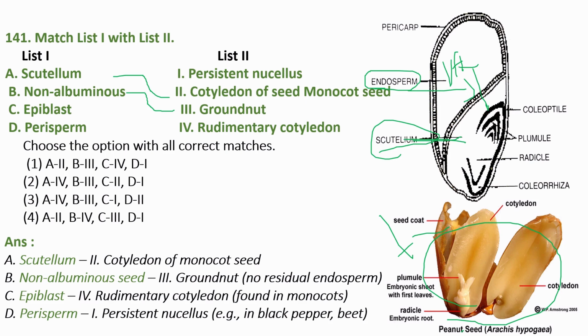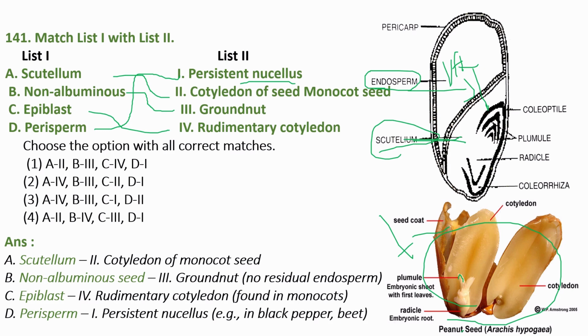Okay, if we move on to the epiblast, it is a rudimentary cotyledon. Normally the edge of the cotyledon, here you can see, in the monocotyledons they are present. They are known as epiblast. The edges of the cotyledon are nothing but epiblast. Perisperm is nothing but a persistent nucellus, which is present in some seeds like black pepper, beetroot, etc. So these are the correct options.